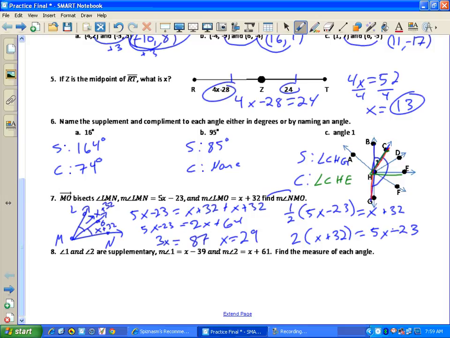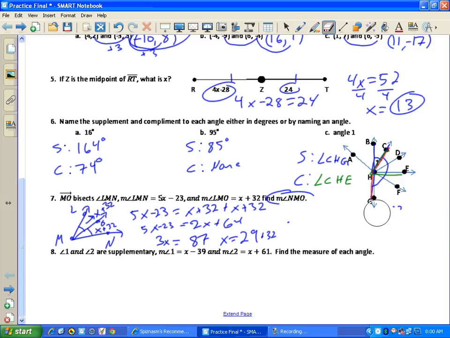Now the question is not asking for x. Always make sure you read your directions. It's asking for NMO. NMO is this angle. So if this is x, I need to plug that in for this x here. So I'd take 29 plus 32 to get what NMO is. Okay, 29 plus 32 is going to be 63.